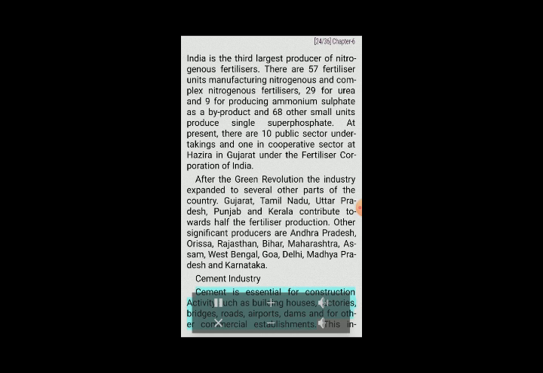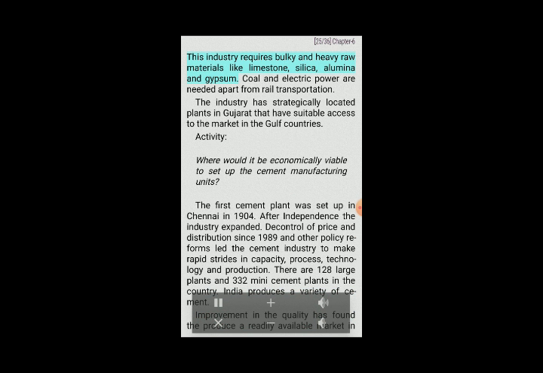Cement industry. Cement is essential for construction activities such as building houses, factories, bridges, roads, airports, dams and for other commercial establishments. This industry requires bulky and heavy raw materials like limestone, silica, alumina and gypsum. Coal and electric power are needed apart from rail transportation. The industry has strategically located plants in Gujarat that have suitable access to the market in the Gulf countries.